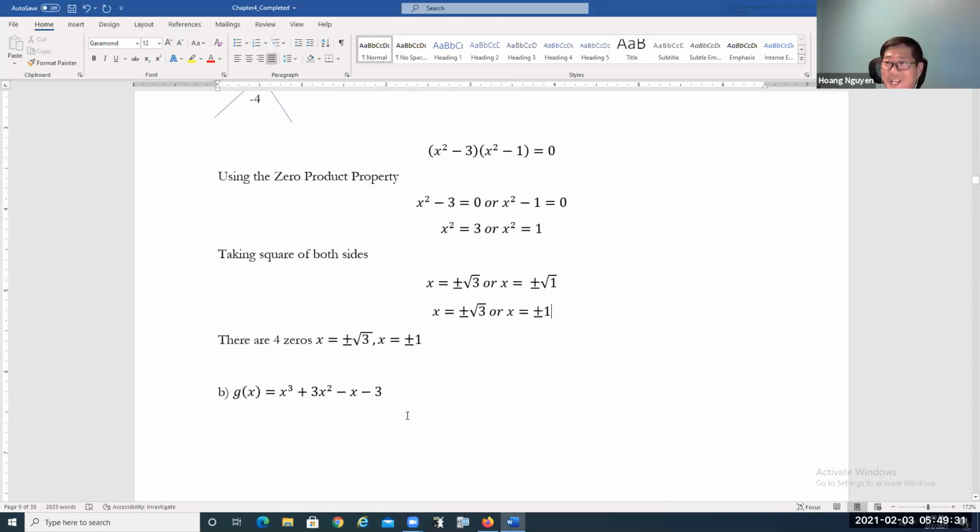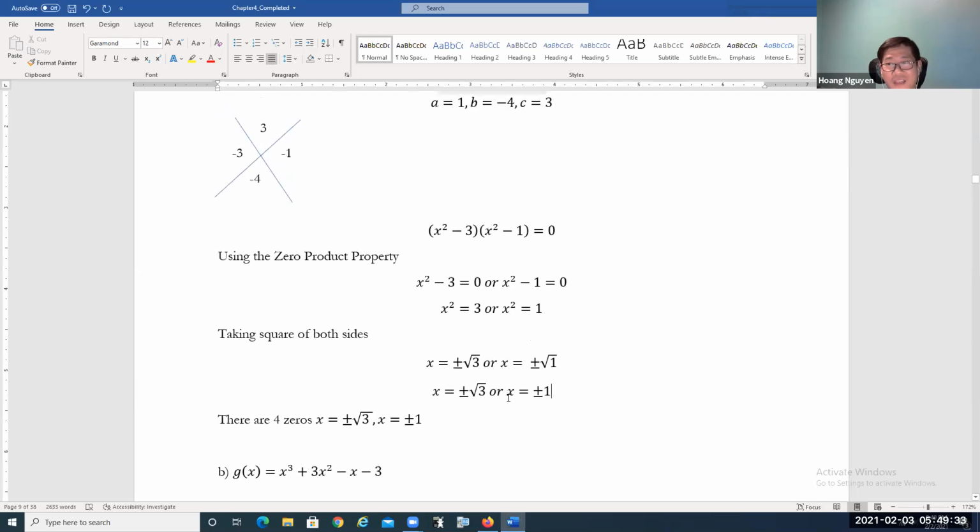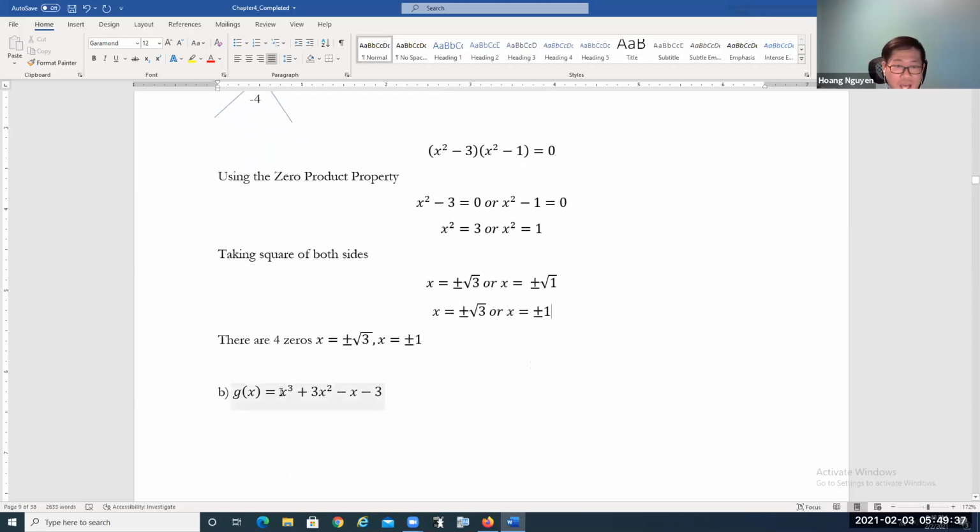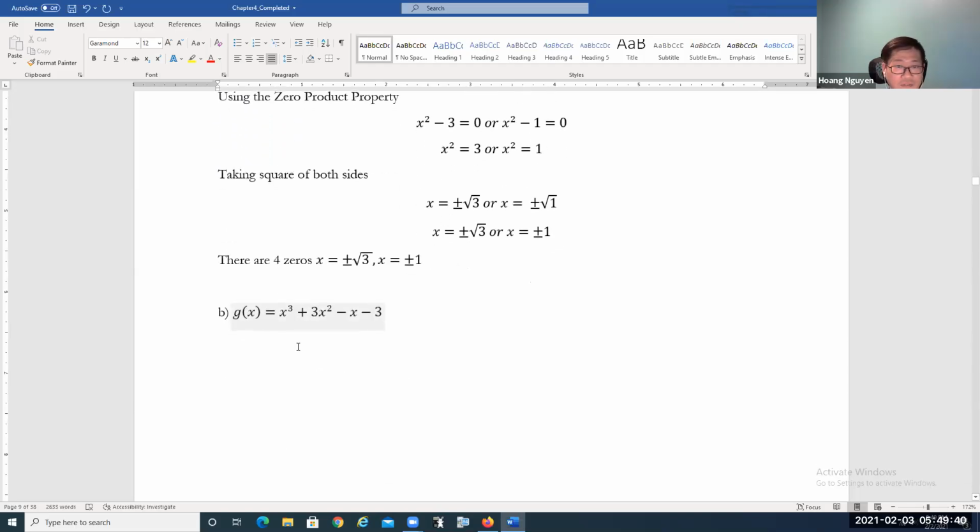Now part B is going to be your turn to try, everyone. Let's find the zeros of this given polynomial function. I'm going to give you a hint for this question: you might factor by grouping.